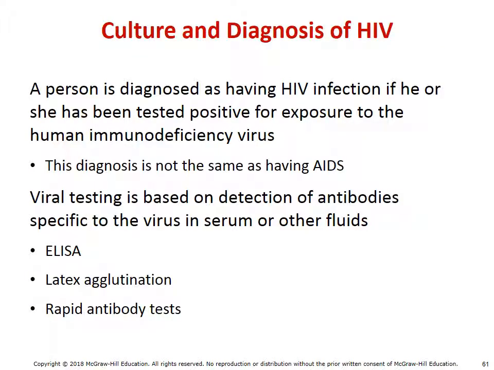So let's talk about how we culture and diagnose HIV. Overall, again, a patient is diagnosed with having HIV whenever we detect the virus in the blood. So how do we detect the virus in the blood? Well, things like an ELISA or an enzyme-linked immunosorbent assay. We also have rapid antibody tests that we can use and latex agglutination. The idea here is if we find the virus in the blood, we say that person has HIV or is being HIV positive. But this is not the same as having AIDS.